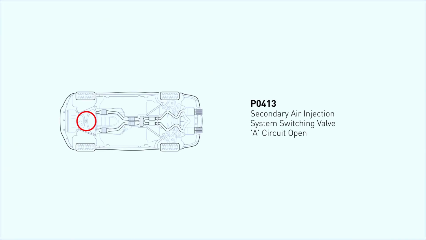P0413 typically means there's a problem with the circuit that controls the secondary air injection valve. This system pumps fresh air into the exhaust to reduce emissions during a cold start. If it's malfunctioning, your check engine light might come on, and you could notice reduced performance or a failed emissions test.